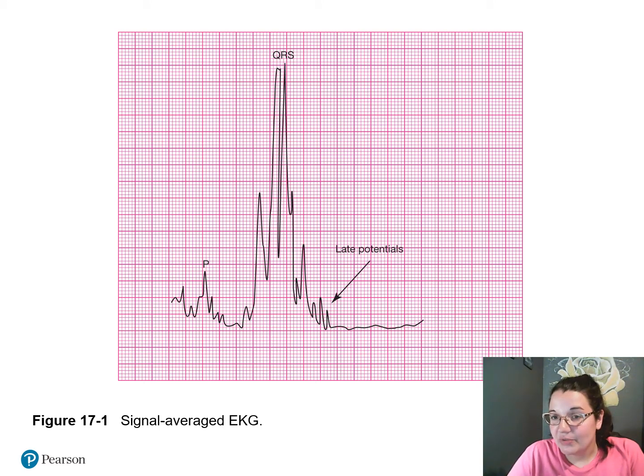So it's kind of cool if you think about it. You're looking at 250 QRSs right here, all combined into one, and you get a very large complex. Remember, it takes 20 minutes for this procedure, and this is called your signal averaged EKG. It is abbreviated SAEKG.